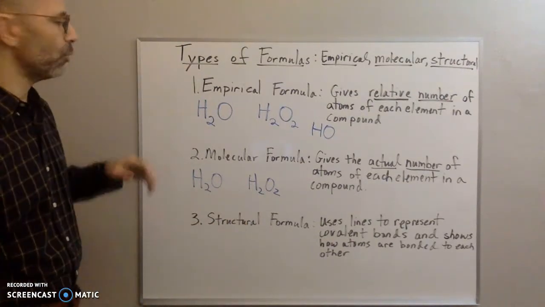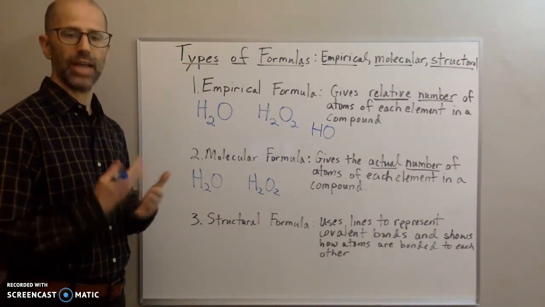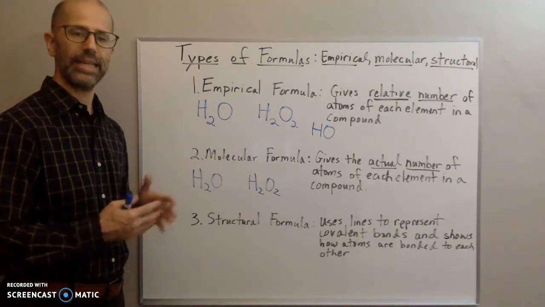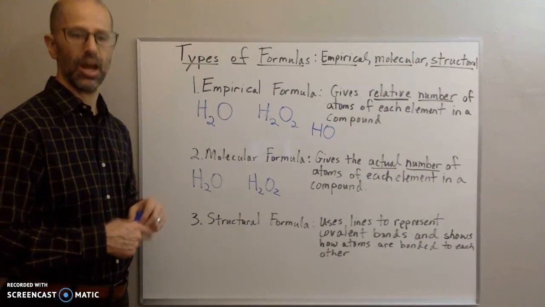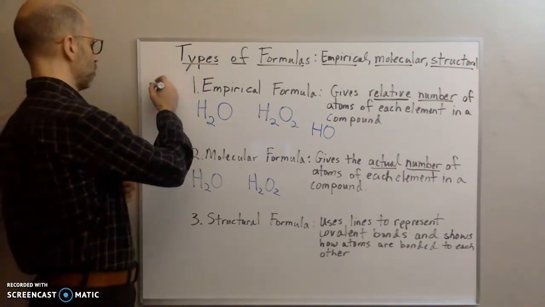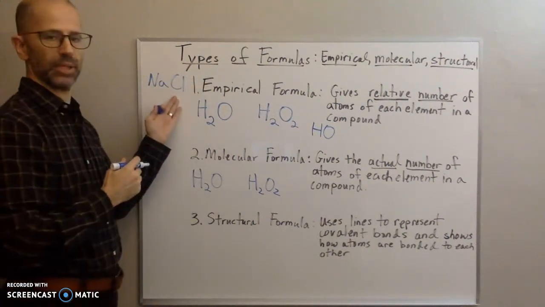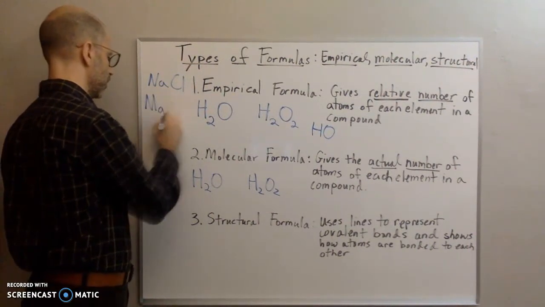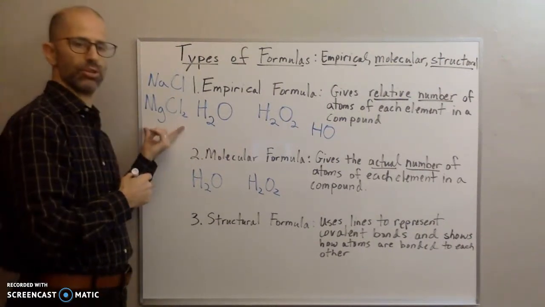Okay, when we are talking about ionic substances, we always write down the formula for the ionic substance in the lowest whole number ratios. So all ionic substances are going to be written in the empirical formula. So for example, if I have sodium chloride, that is going to be NaCl. If I have magnesium chloride, that's going to be MgCl2.